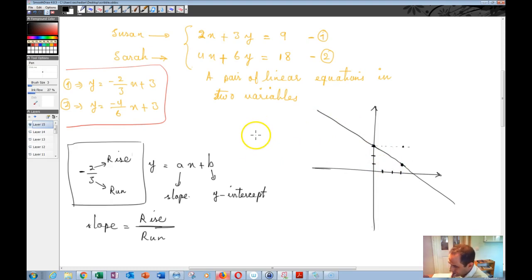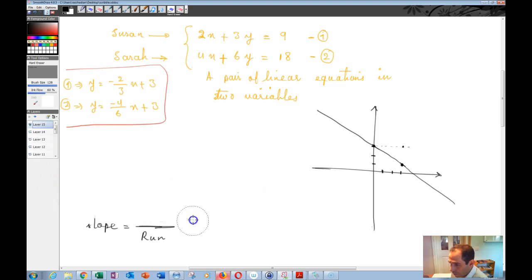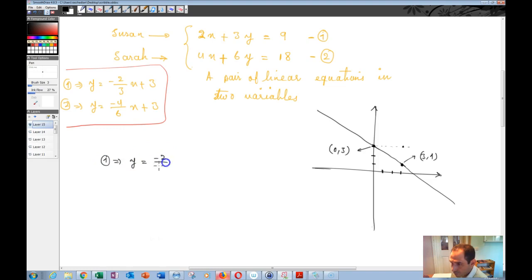Now, if you paid attention to this whole story over here, let me erase all of this. I know that (0,3) is one point on this line, and this point over here, which is (3,1), is also another point on this line. And if I took this number 1 over here, which is y = -2/3 x + 3, and tried any of these points, they will satisfy this equation. Meaning that (0,3) would give me 3 = -2/3 times 0 plus 3. So this is 0, so 3 = 3. And the other point will also satisfy this equation.